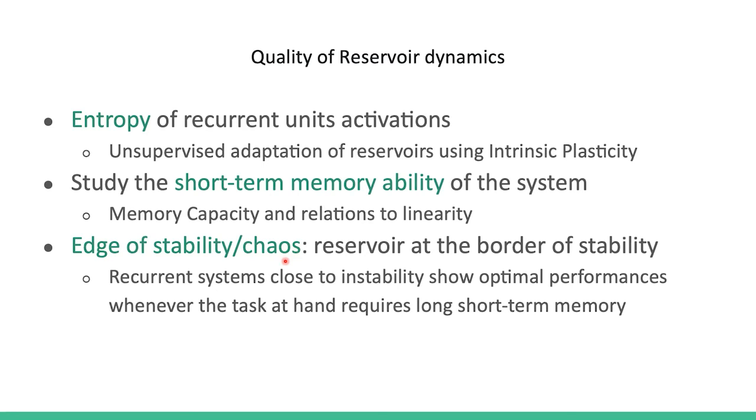Finally, another interesting thing to see is the edge of stability or the edge of chaos, okay? So in practice, I said that the reservoir is a dynamical system and the dynamical system can have a number of regimes. For example, it can be stable, it can be unstable, it can be chaotic. One particularly interesting regime of my dynamical system is the one in which the system is close to the boundary between the stability and instability behavior. That regime is called edge of stability, or sometimes perhaps improperly edge of chaos.